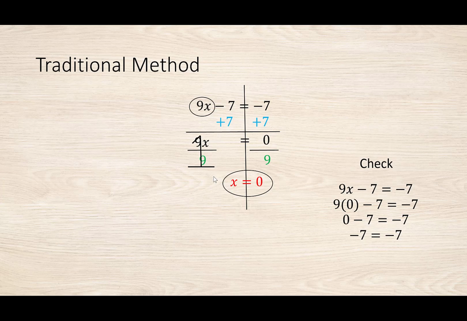I can take this, plug it back in, and check my answer to make sure it's good. I start with my original problem. I substitute the answer that I got. So I had that x was 0, so everywhere I see an x, I'm going to replace it with a 0. 0 times 9 is 0. 0 minus 7 is negative 7. Negative 7 does in fact equal negative 7. So I know my answer is correct.